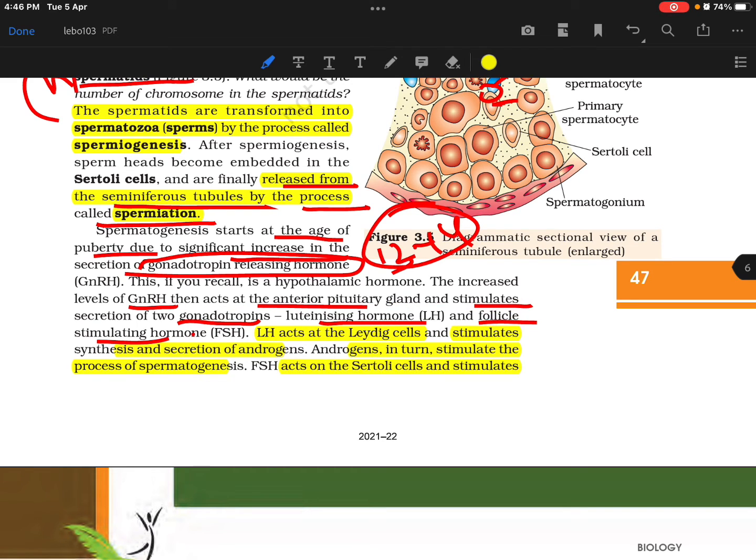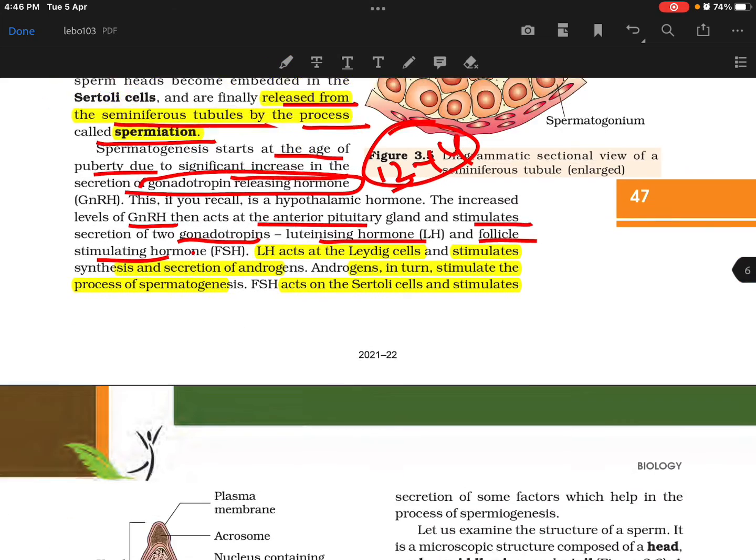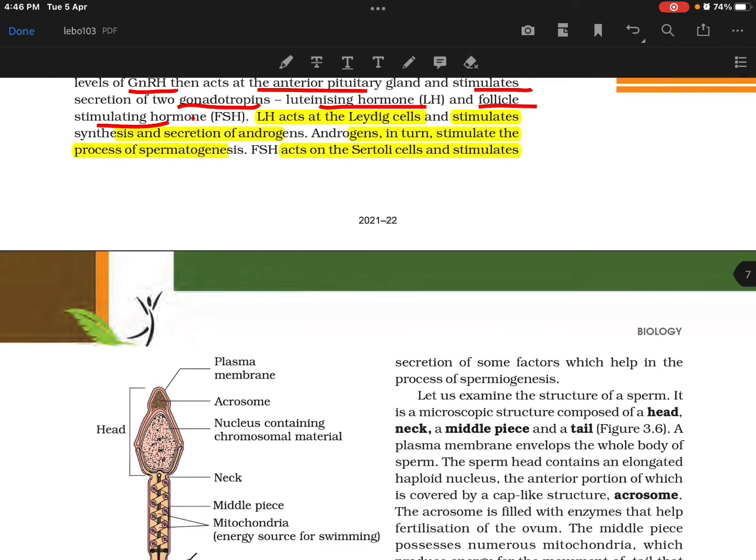FSH acts on the Sertoli cells and stimulates secretion of some factors which help in the process of spermiogenesis.